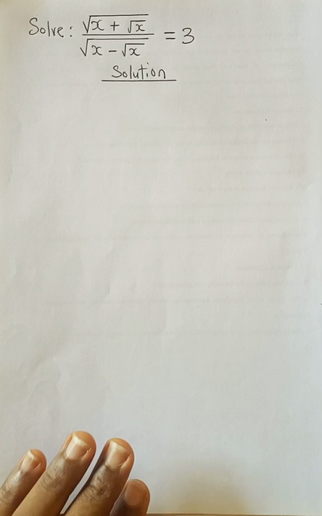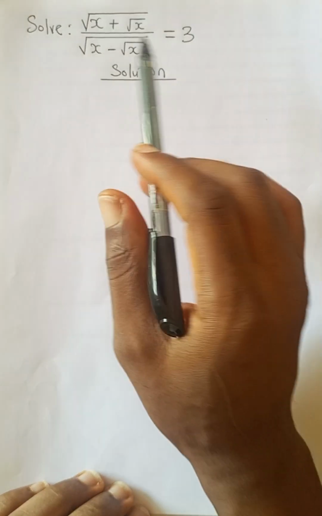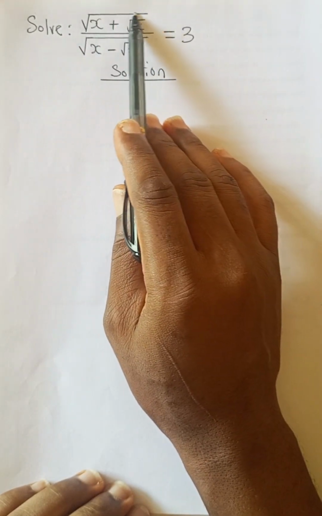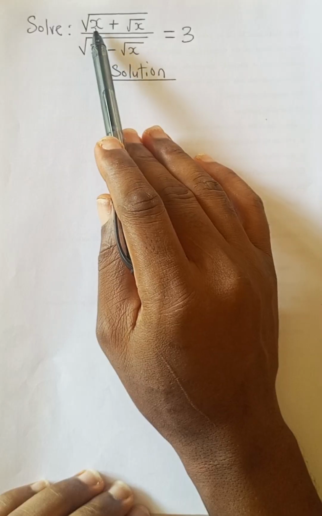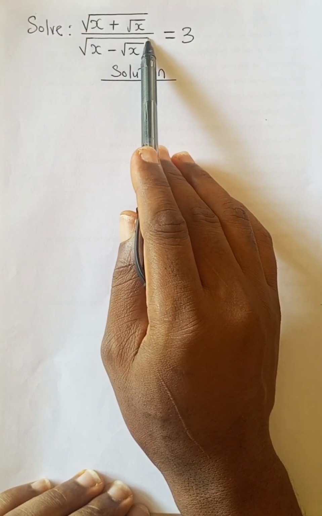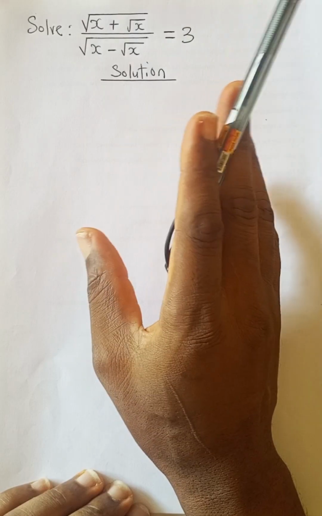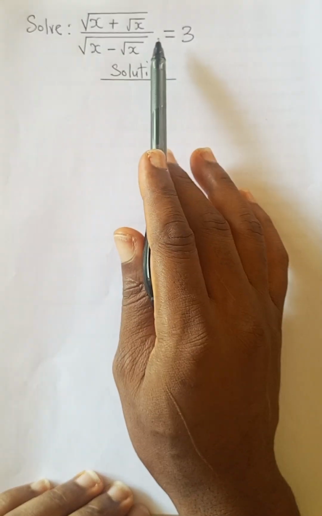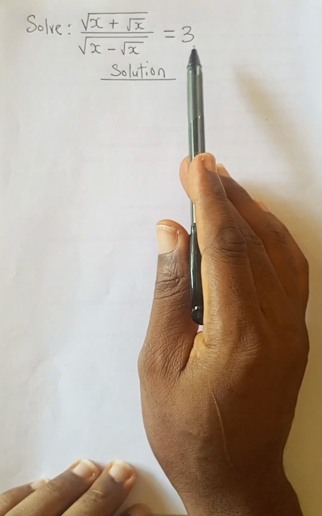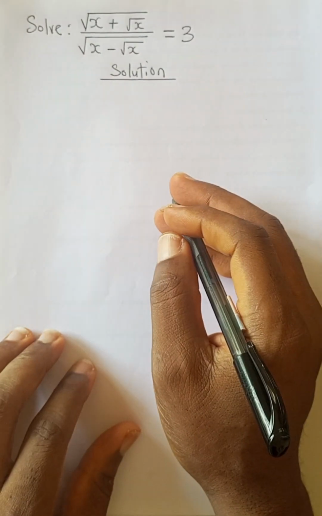First of all, notice that we have a radical sign that is covering the entire numerator, and we have a radical sign that is covering the entire denominator. So that makes it easy to simplify. We can just go straight and cross multiply. So if we do that, we are going to arrive at root.